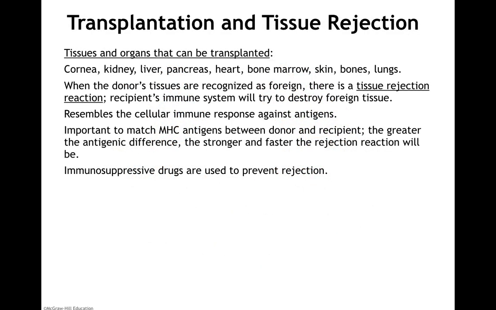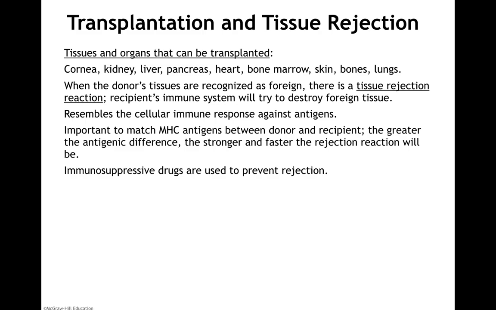So we also have to talk about transplantation and tissue rejection because the immune system mediates that as well. Tissues and organs that can be transplanted would include the cornea, kidney, liver, pancreas, heart, bone marrow, skin, bones, lungs. When they are recognized as foreign, there is a tissue rejection reaction. So the immune system of the patient tries to destroy the transplanted tissue, very similar to the cellular immune response against antigen.